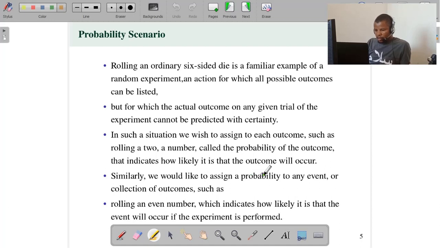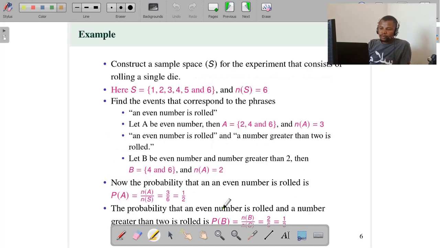Similarly, we would like to assign the probability of any event, as I said before, from 1 up to 6. Rolling an even number is now an example because on a die we have 1, 2, up to 6. So we may choose my event to be an even number, which means 2, 4, and 6. How likely is it that you obtain an even number out of the experiment? We need to compute that.